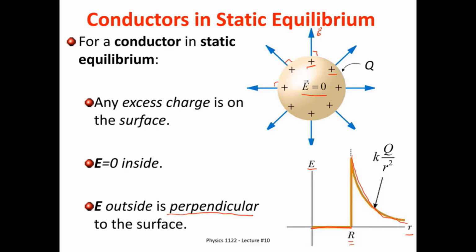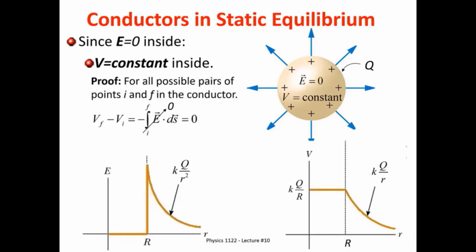There's another property now that we can introduce for conductors, which is that since E is equal to 0 inside a conductor, the potential will be constant inside a conductor. That is, between any 2 points inside of the conductor. So if we had a point I and then a point F, the potential difference between I and F is going to be equal to 0, and that implies that the potential is equal to a constant as long as we're inside of the conductor.